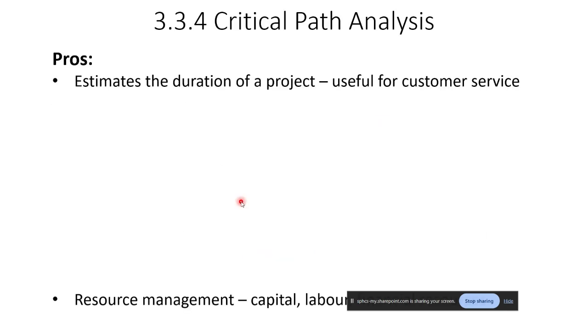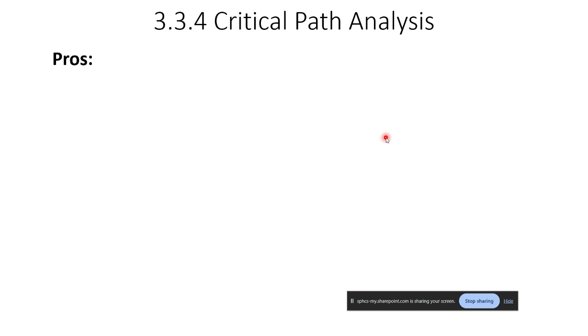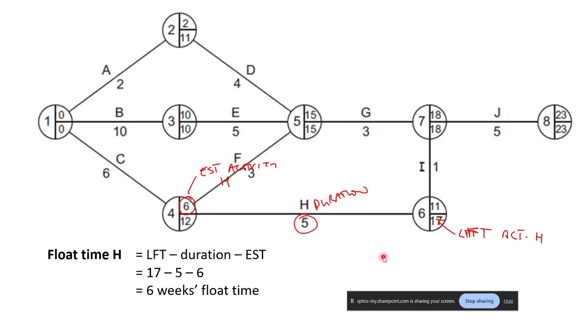Okay, so what are the pros of critical path analysis? 1, you estimate the duration of a project. That's useful for customer service. 2, you can manage your capital, your labor, your financial resources. What do I mean by that? Okay, so it helps you identify where there are activities where there is float time.